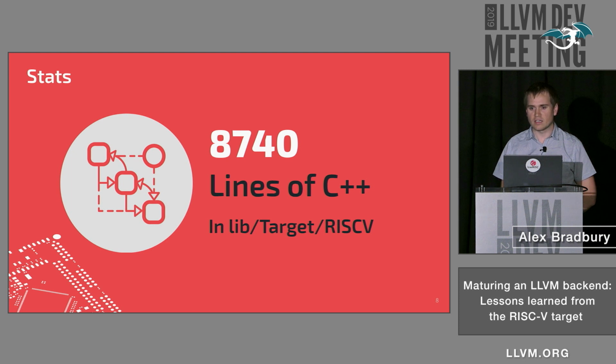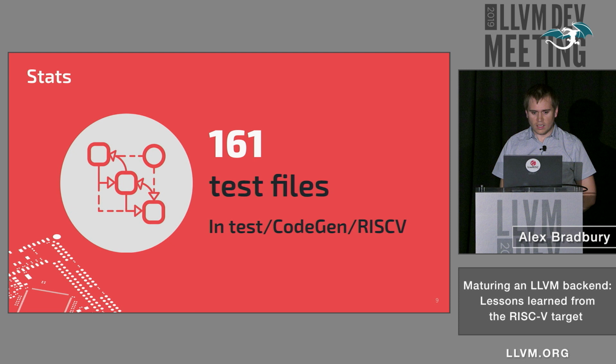So just counting actual source lines of code, under 9,000 lines within libtarget RISC-V, around 4 to 4.5 thousand lines in TableGen files, and that's including white space and comments. And in terms of tests, in test CodeGen RISC-V, there's around 160 files, a huge variety in terms of the number of tests within each file, but we've built up a fairly reasonable corpus of targeted unit tests there.